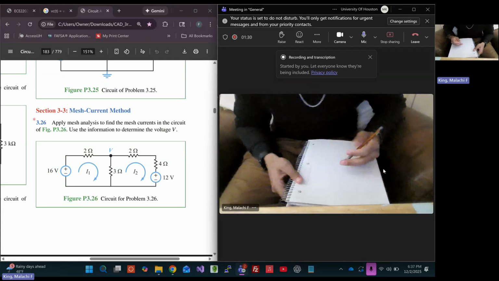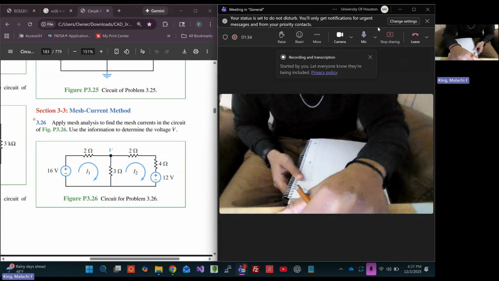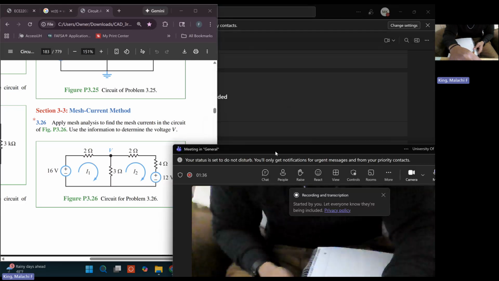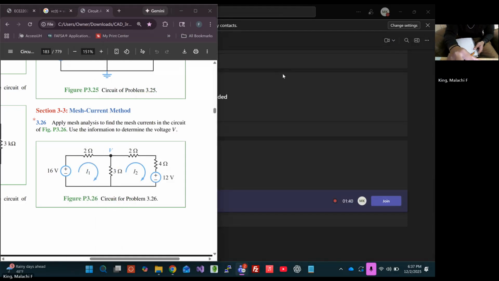I'm going to be going over the problem, hopefully on the screen. Let me check to make sure it's actually on there. Yes, it is. Okay. So here is the problem we're going to be solving. We're going to be going over the mesh current method. So first off, let's just draw the circuit.